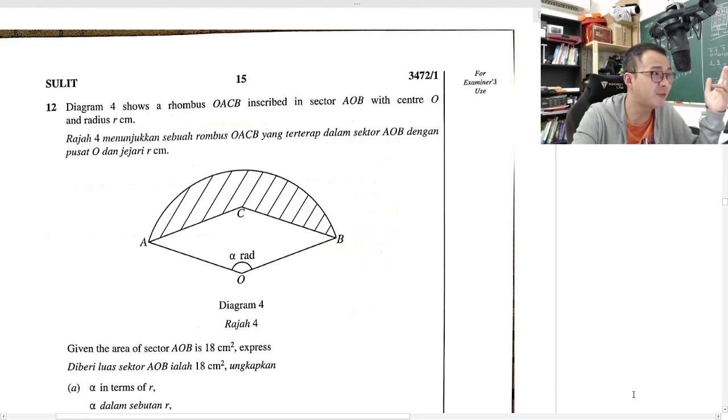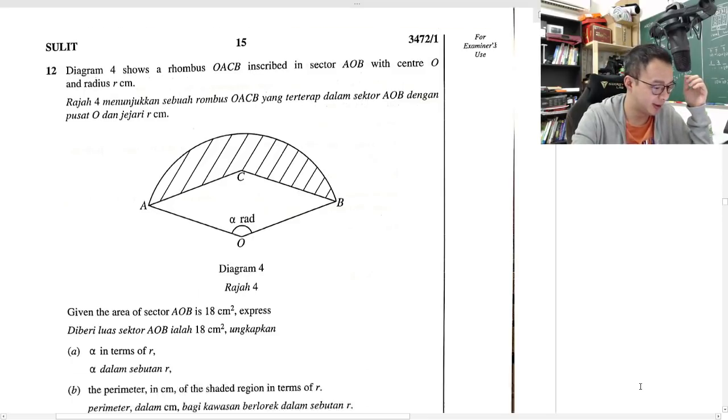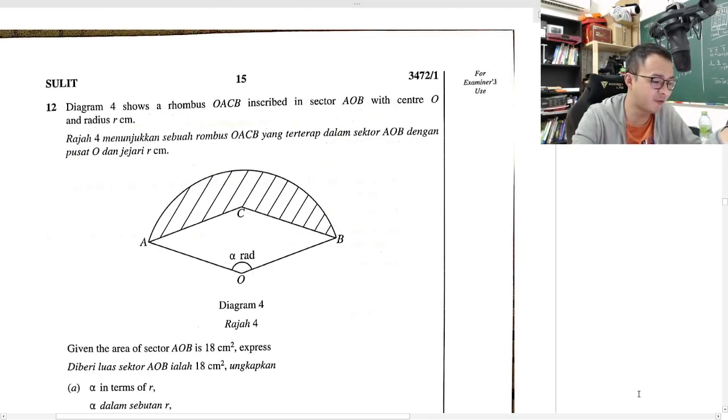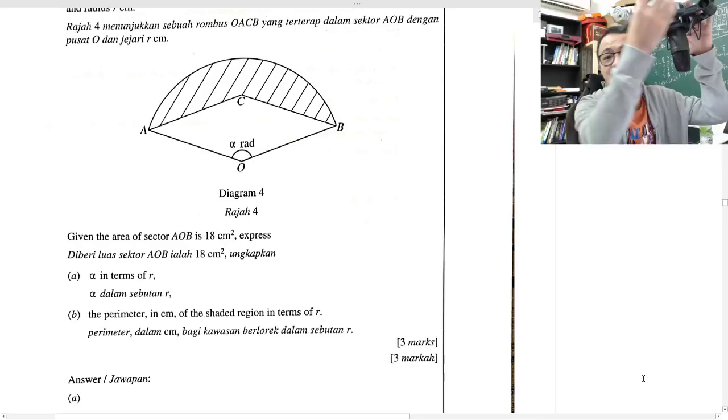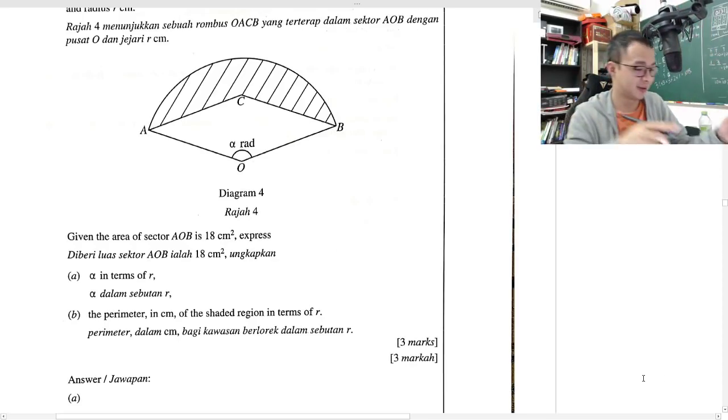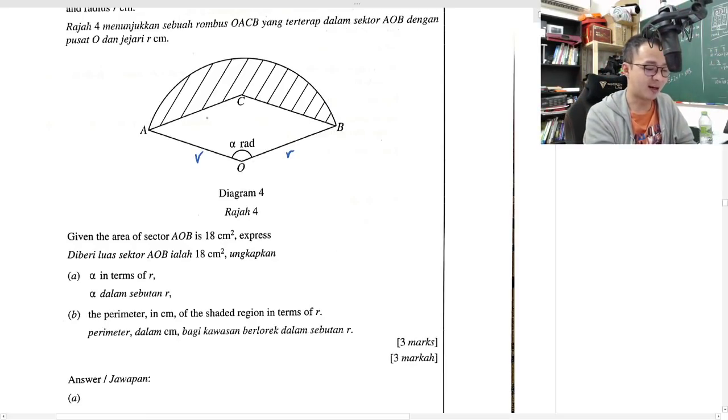Okay, question 12 here. The diagram 4 actually shows the rhombus OACB inscribed in the sector AOB with center O and radius R. So I know the radius is R, R, R, and R. They give me the area of the sector is 18.